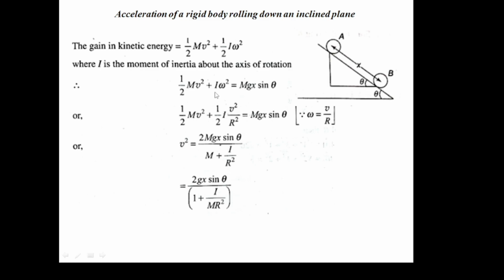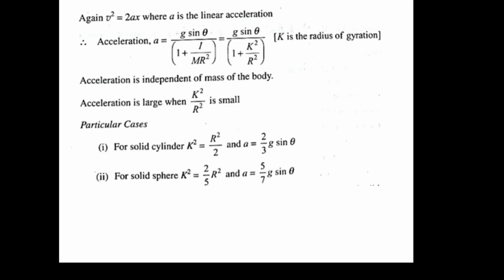The omega is equal to v by r. You just put all these values, and you get v square equal to 2 g x sine theta by 1 plus I by m r square. Again, if we put v square equal to 2 a x, then by simplifying we get the acceleration, where k is the radius of gyration.